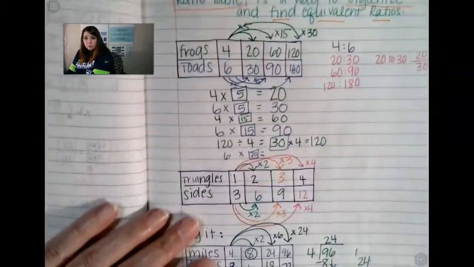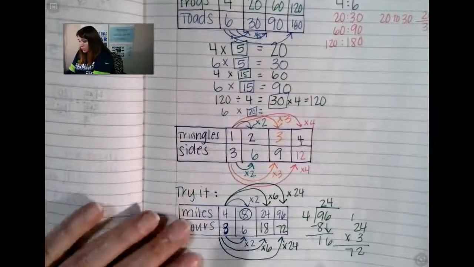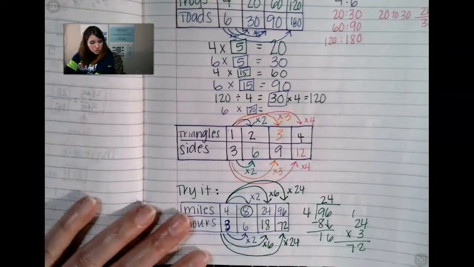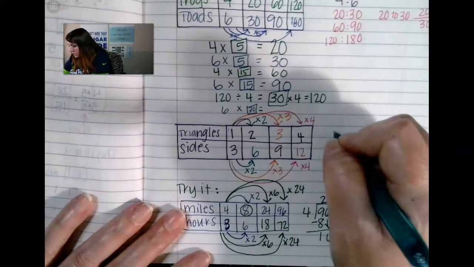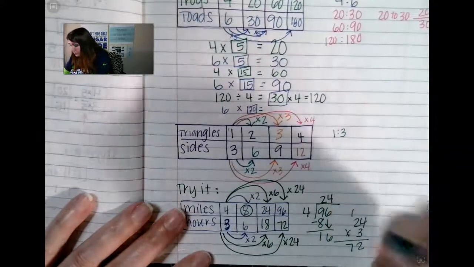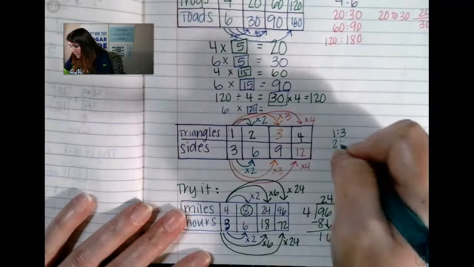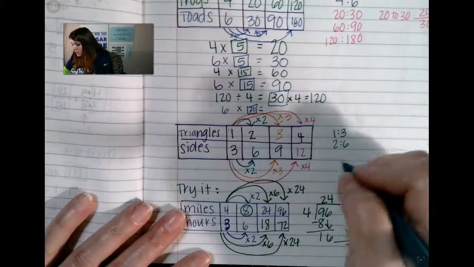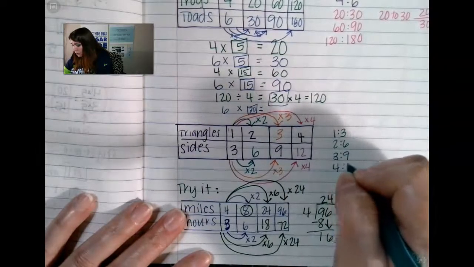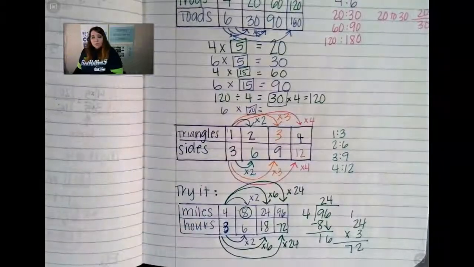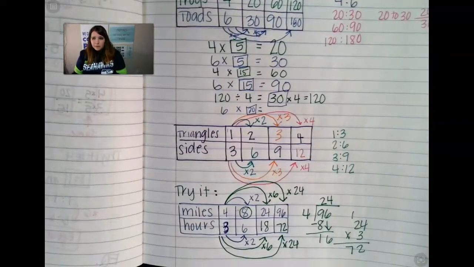That's all you do. Down here, if I wanted to turn each of these into ratios, I would just pull them right out of the table. This one is a ratio of 1 to 3, 2 to 6, and 3 to 9, 4 to 12. You're just pulling it right out of the table.